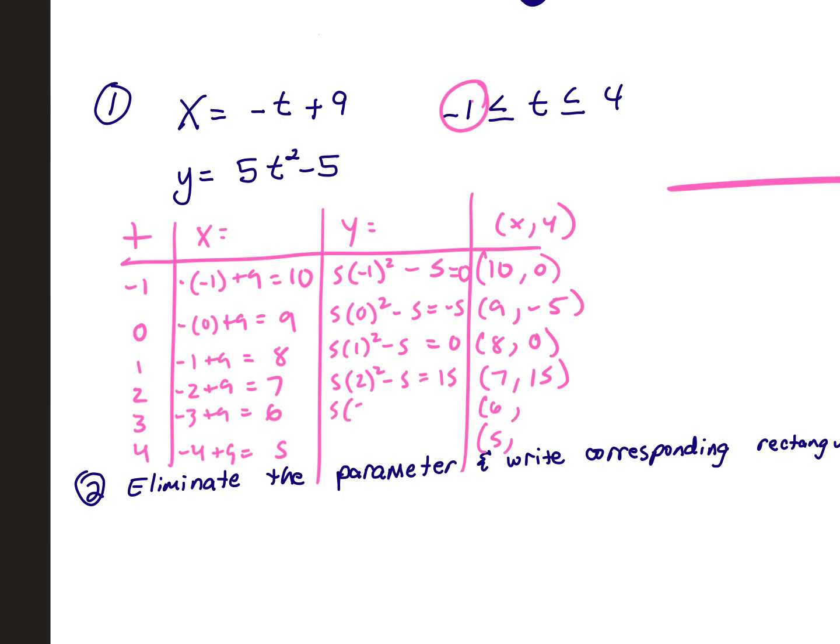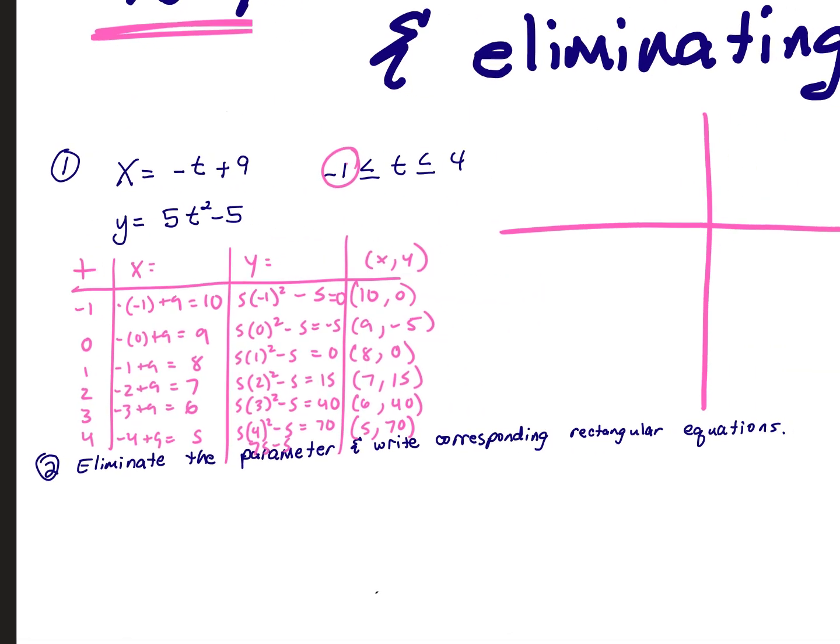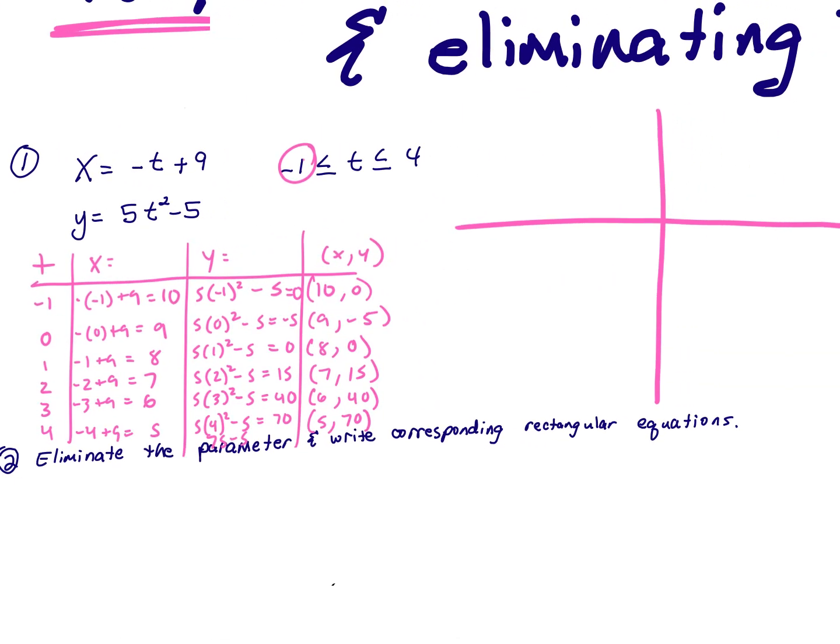So 5 times 3 squared minus 5. 3 squared is 9. 9 times 5 is 45. Minus 5 would be 40. And then 5 times 4 squared minus 5. 4 squared would be 16. 16 times 5 is 80. So 80 minus 5 is 75.